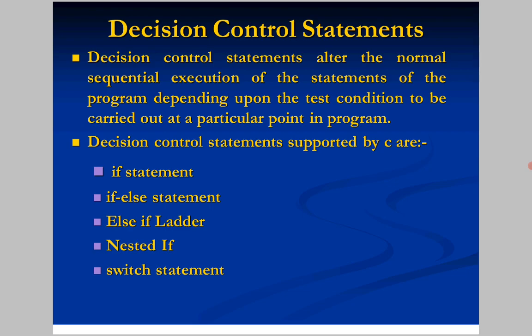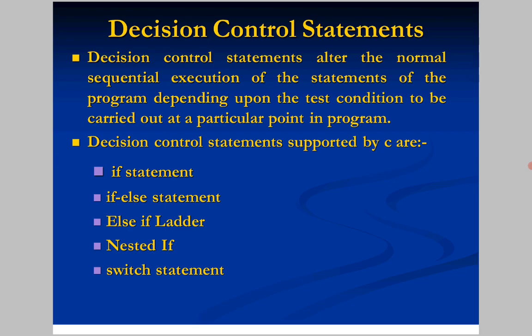So what is the example of decision control systems? If A is greater than B, meaning the value of A is greater than the value of B, then in that case A is the maximum value, otherwise B is the maximum value. These types of tests are called test cases or test conditions, also called decision control statements.